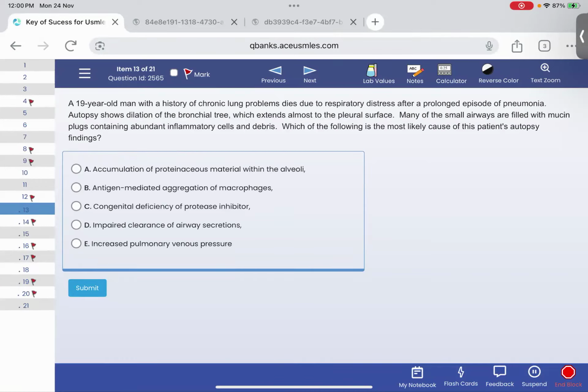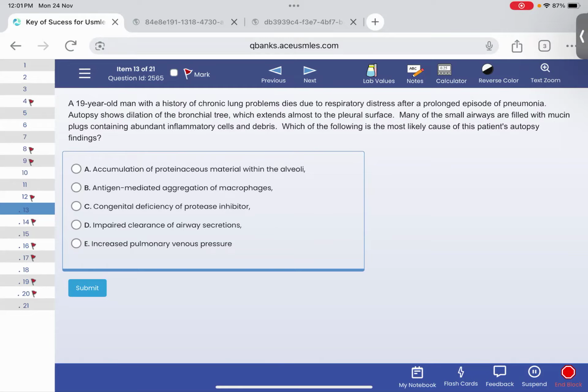Which of the following is most likely cause of this patient's autopsy findings? A 19-year-old man with a history of chronic lung problem dies due to respiratory distress after a prolonged episode of pneumonia. Autopsy showed dilation of the bronchial tree which extends almost to the pleural surface. Many of the small airways are filled with a mucin plug containing abundant inflammatory cells and debris.